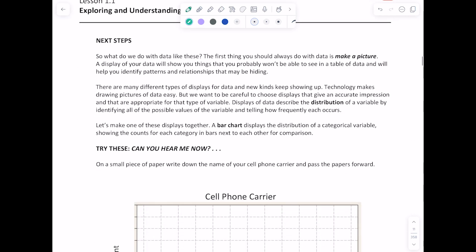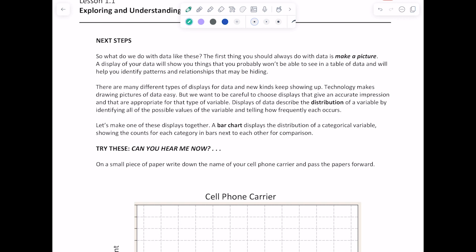Okay, so once we have data, what is it that we can do with this? Once data is in a table, it's organized for us. But a lot of times we can miss important features of the data just by looking at a table. So what we do is we make a picture, and those pictures look like graphs.